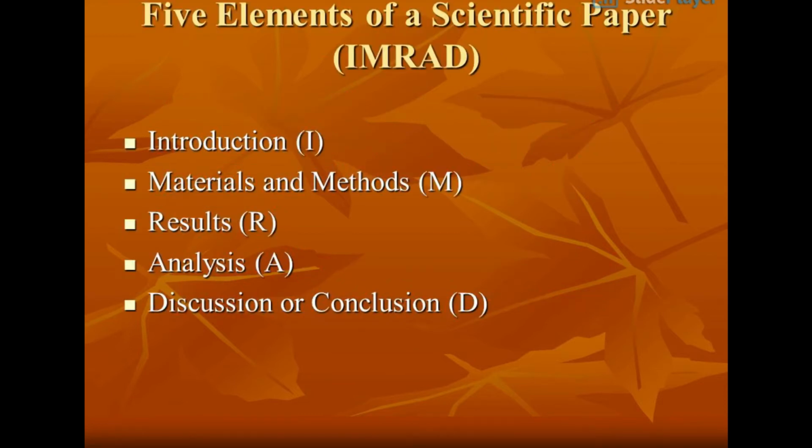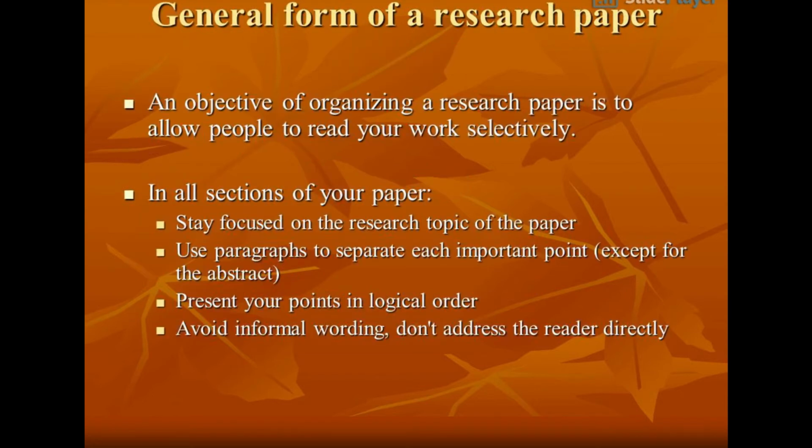5 elements of a scientific paper, IMRAD. Introduction, I. Materials and methods, M. Results, R. Analysis, A. Discussion or conclusion, D. General form of a research paper.